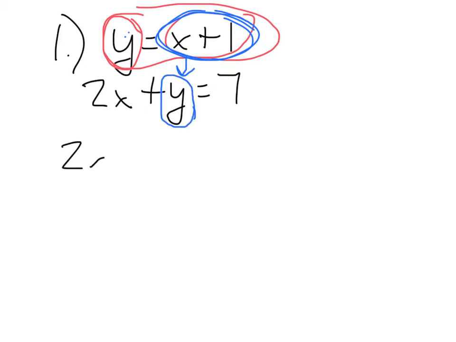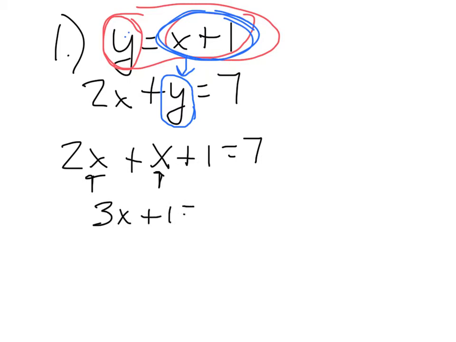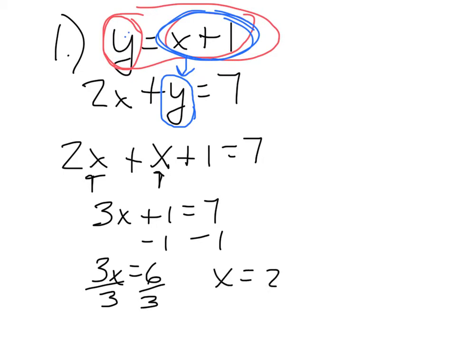So I'd have 2x plus whatever y is, but now I can substitute in x plus 1. So I can go 2x plus x plus 1 equals 7. Now I have an equation with one variable alone, and I can solve this equation. Anytime you have one equation, one variable, you can definitely solve it. So I have 2x plus x is 3x plus 1 equals 7. Subtract 1, 3x equals 6, divide by 3, x equals 2.